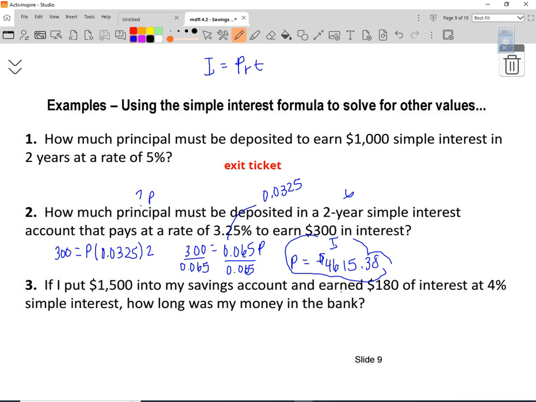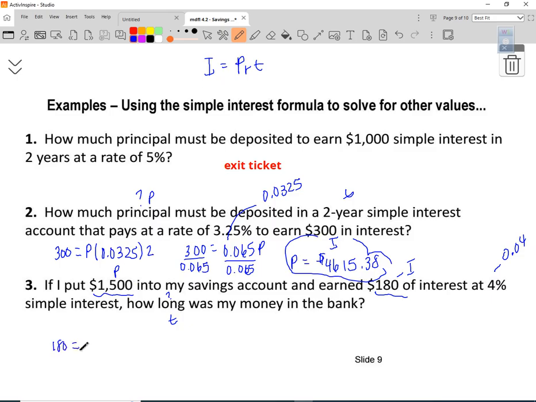now we're solving for the time. It's the same kind of problem, but now what we don't know is the time. So looking here, if you put $1,500 in and you earn 180 of interest, so that's our I, and the rate is 0.04, this is our principal. How long? So our unknown here is the time. So now we know the interest is $180, so it goes in the I spot.